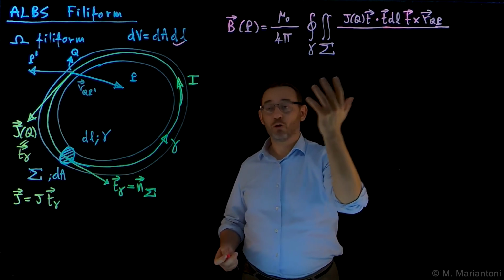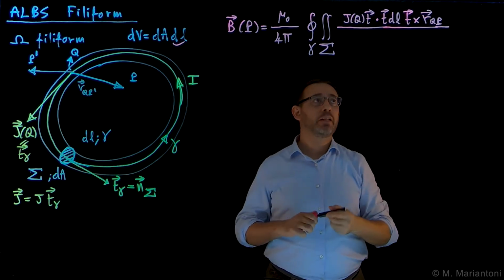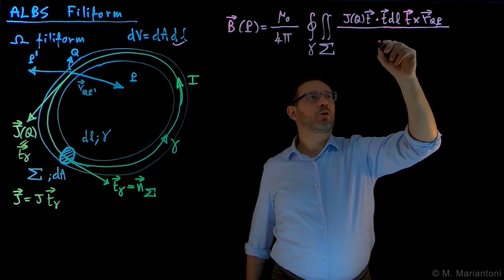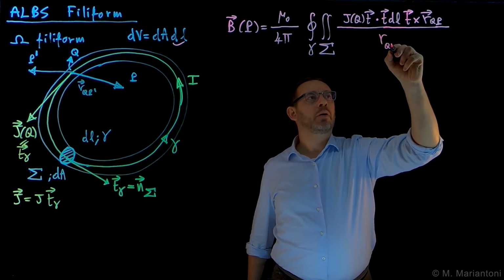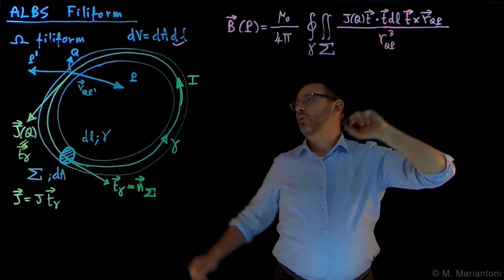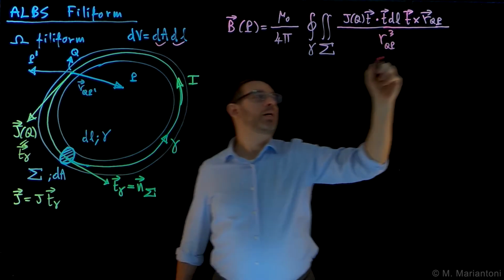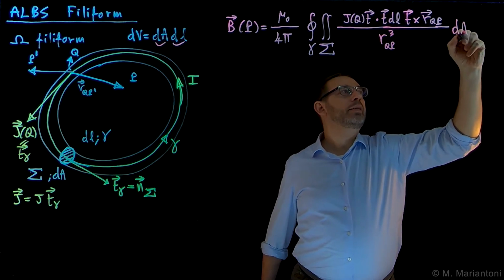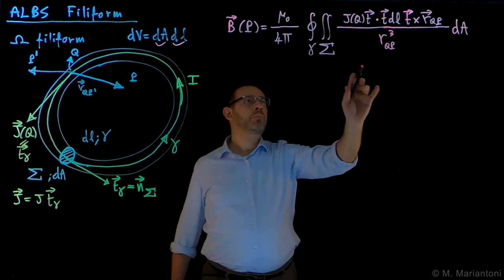So we need to use the right-hand rule to find the direction of this B field, and this has to be divided, of course, by r_QP cubed from the Ampère-Laplace Biot-Savart law. And of course, we need to have the other part of the volume, which is dA times dl. So this dA times dl gives me dV, okay?